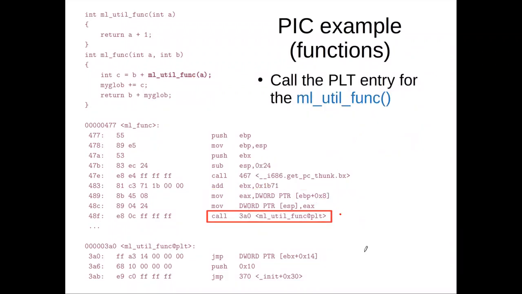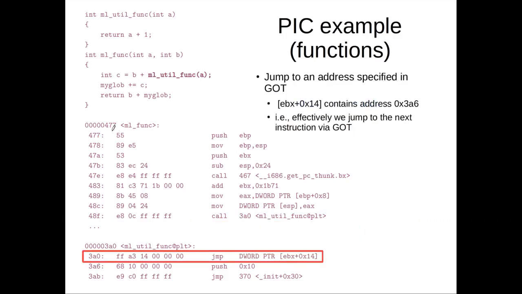PLT is a relative call, right? It goes to here. It's actually a negative number because, look, this is smaller than this, right? But where does it land us? It lands us here, right? So it's this entry in the PLT, which is responsible for resolving a specific function, right? So what do we do here?